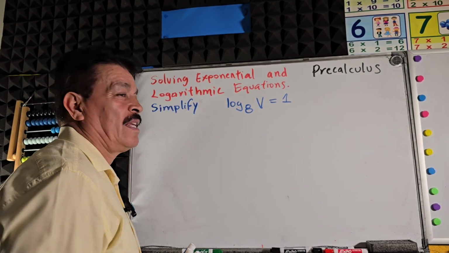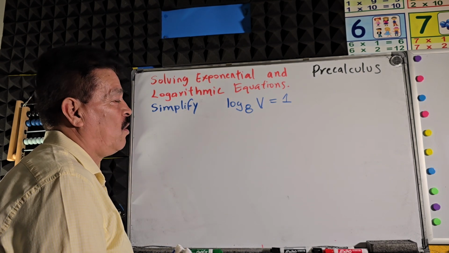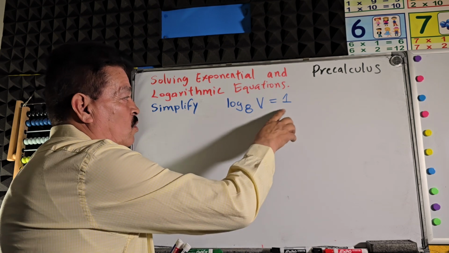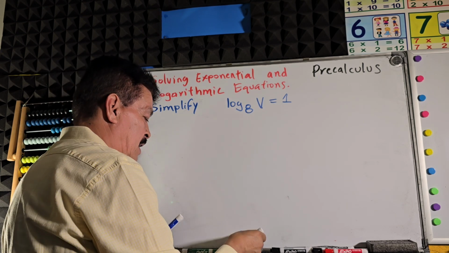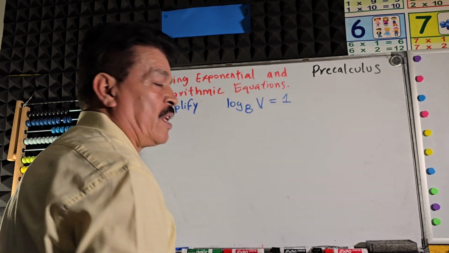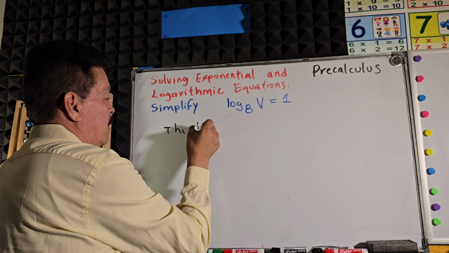Welcome to our lesson on exponential and logarithmic equations. We have this problem here: simplify log base a of b equals 1. This problem comes down to the main concept, the logarithm.